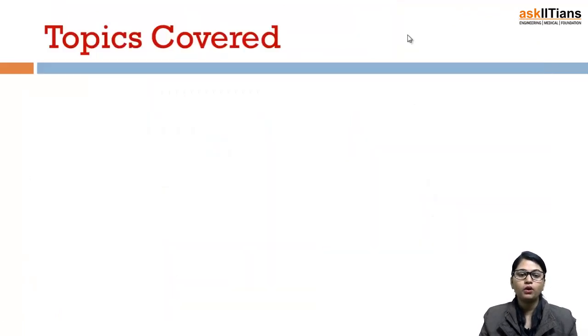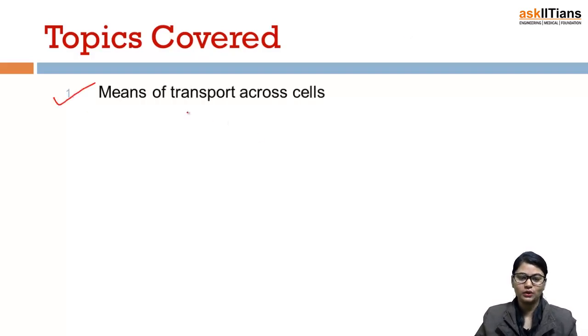So let's see what topics we are going to cover under the chapter Transport in Plants. First we are going to discuss the means of transport across cells. If we want to learn how transport is taking place in a plant, then we have to understand how transport is taking place in cells, because it will flow from cell to cell in order to reach from the root to the leaf.